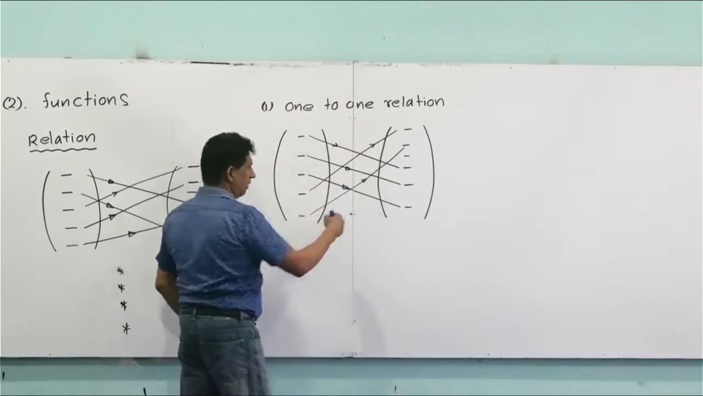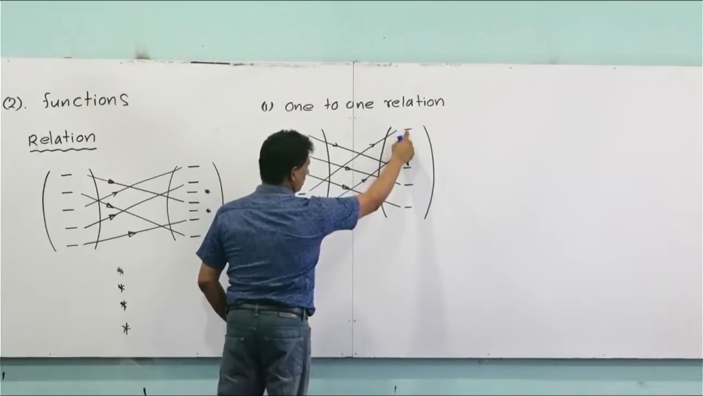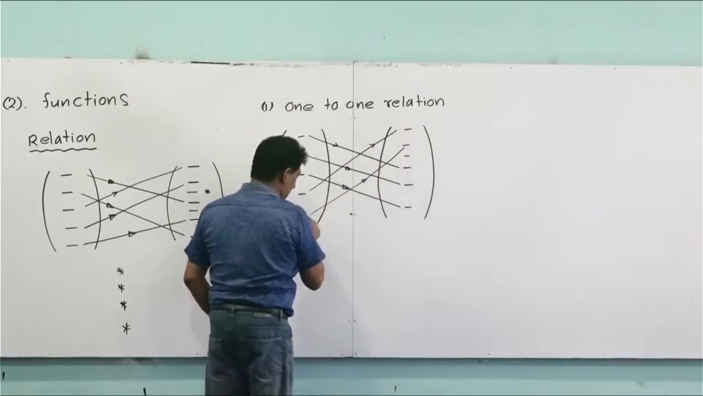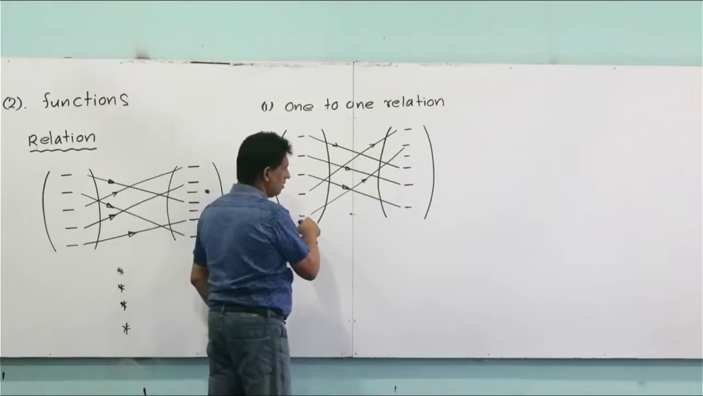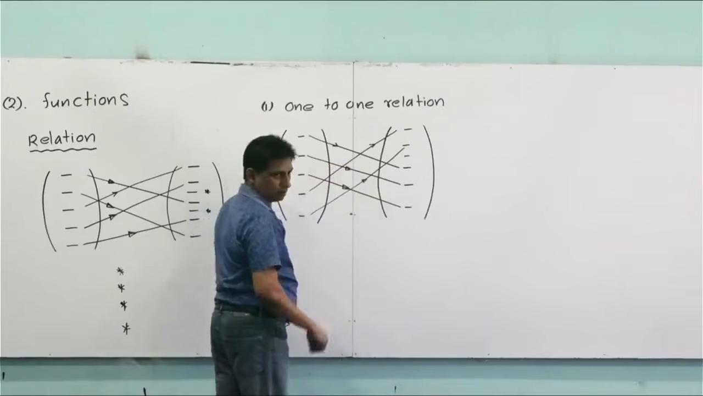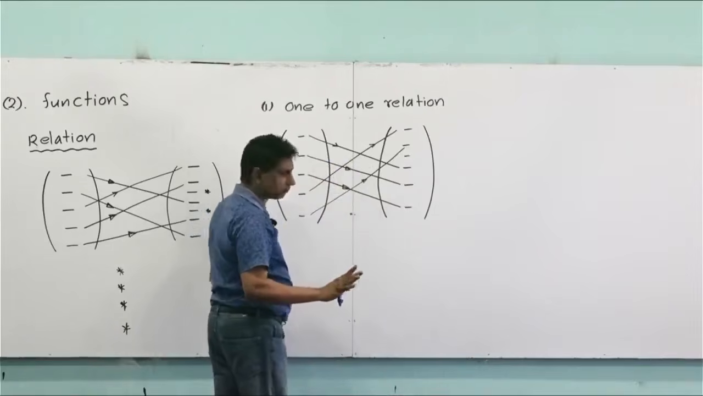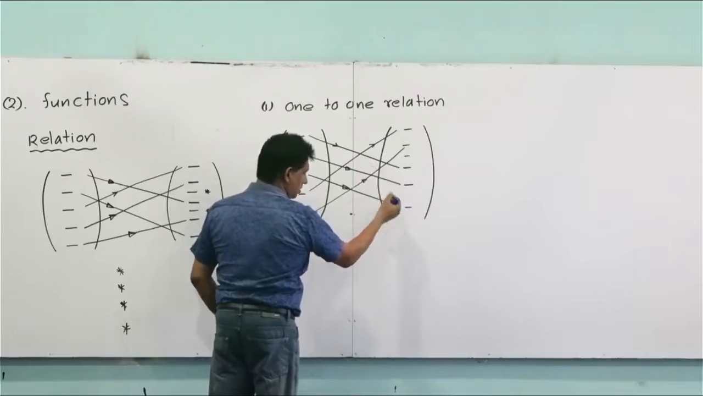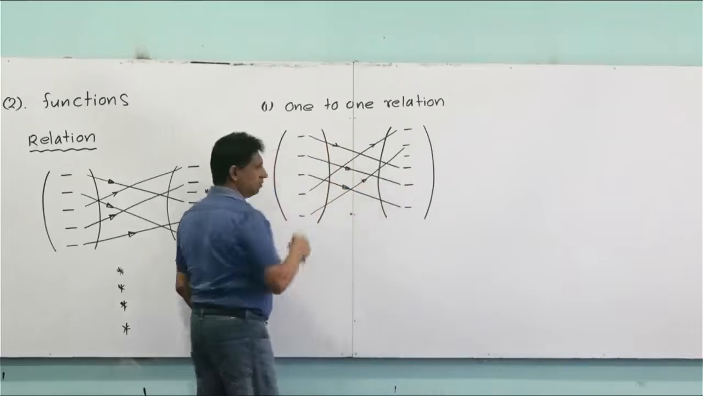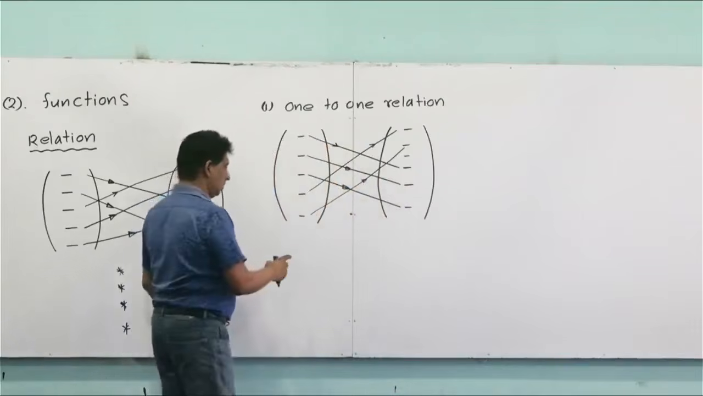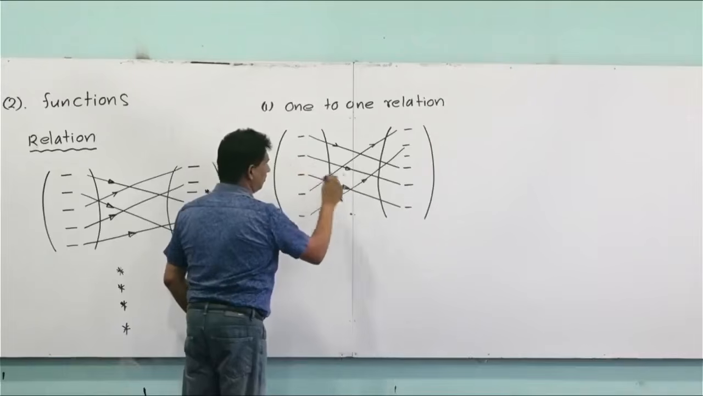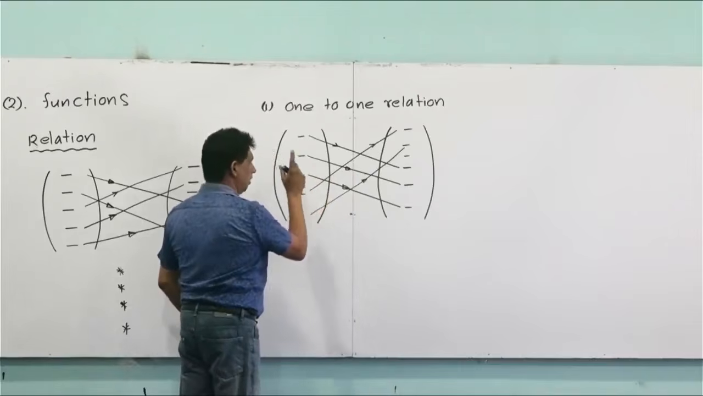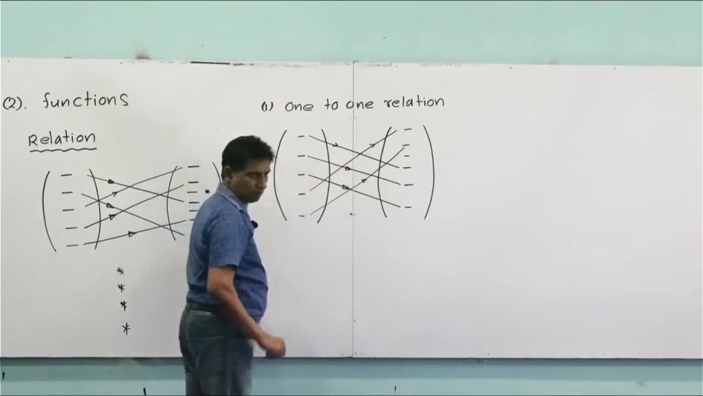Then if we check this element, it is connected with only this element. This element is connected with only this element, right? So this is a one-to-one relation. One element of the first set is connected with only one element of the second set, and one element of the second set is connected with only one element of the first set, right? Later we name this a one-to-one function. This is called a one-to-one function.